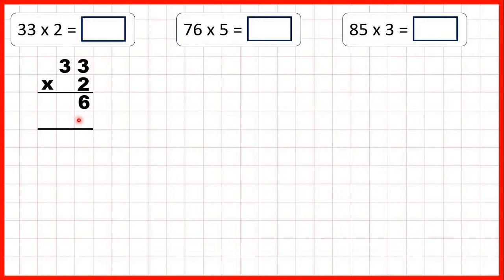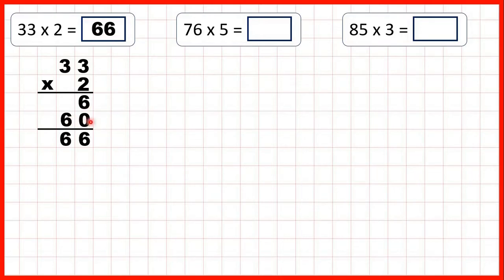Now, onto our second answer line, we can write a 0 in our ones place value column, and that's because we're multiplying by the 3 that's in our tens this time. So 3 times 2 is 6, and then all we need to do is add up our answer lines to get our answer, so that's 66.